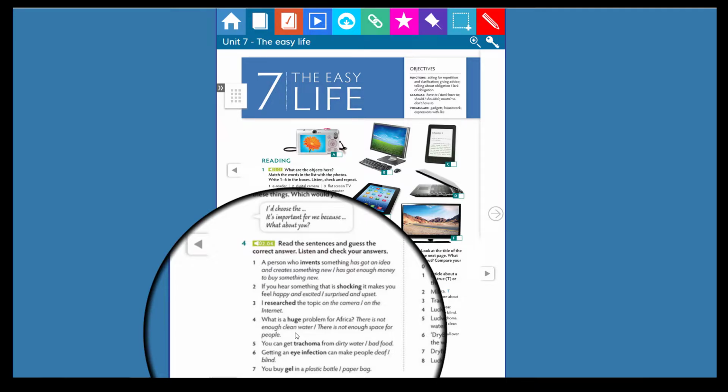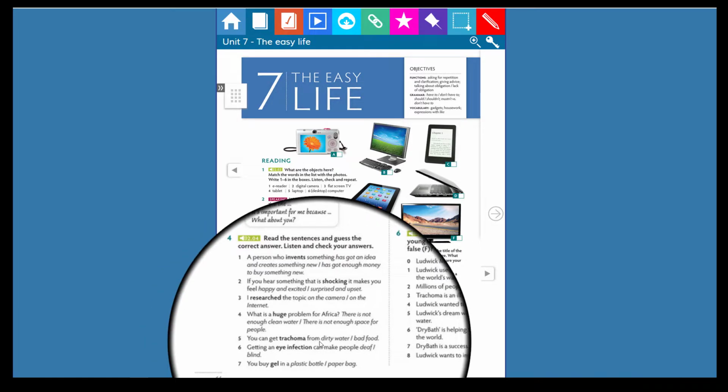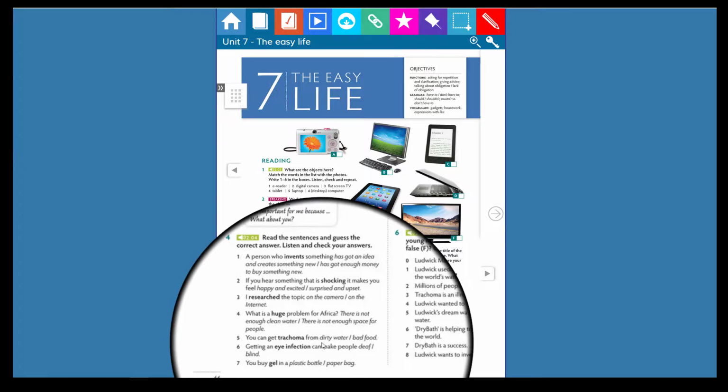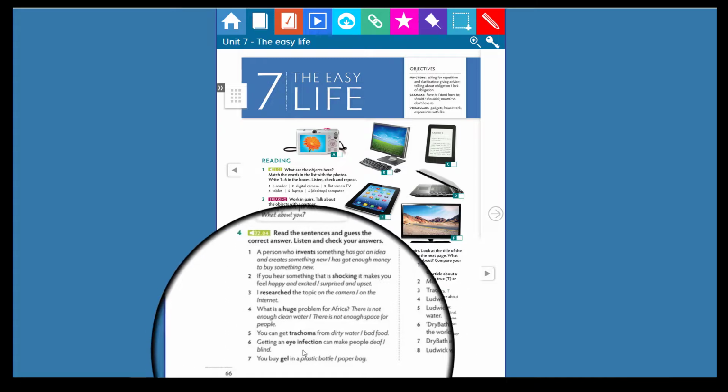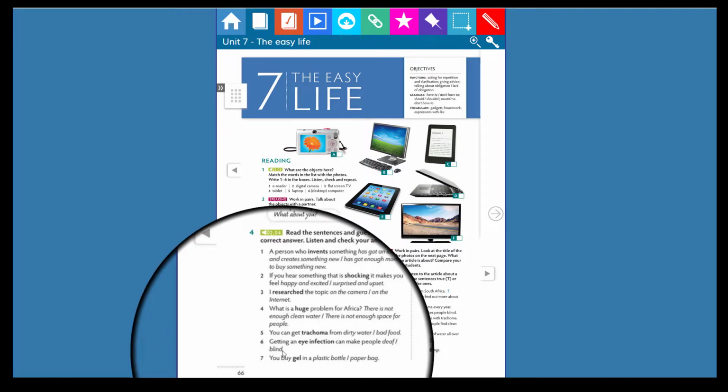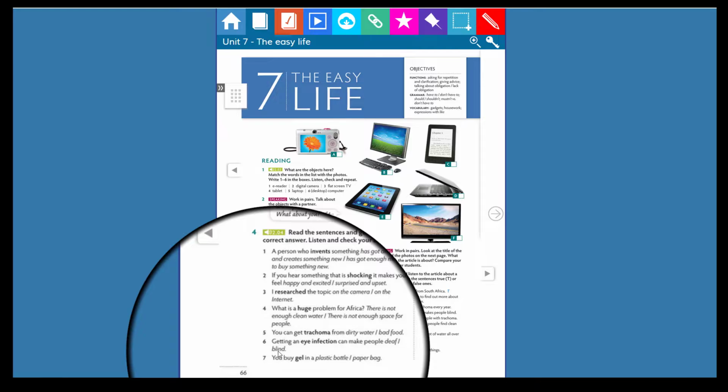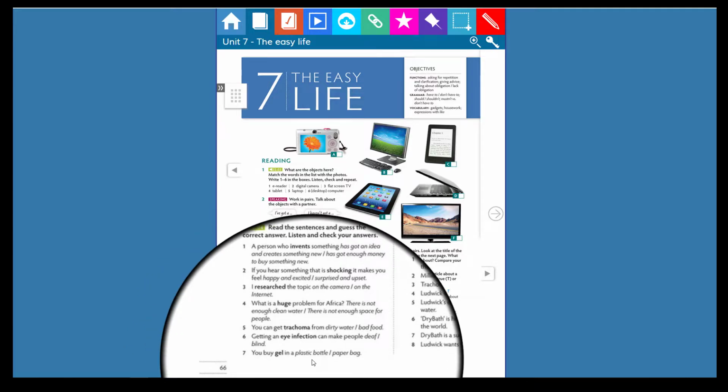Number 5. You can get trachoma from dirty water or bad food. The correct answer is dirty water. Number 6. Getting an eye infection can make people deaf or blind. The correct alternative is blind. Number 7. You buy gel in a plastic bottle or paper bag. Plastic bottle is the correct option.